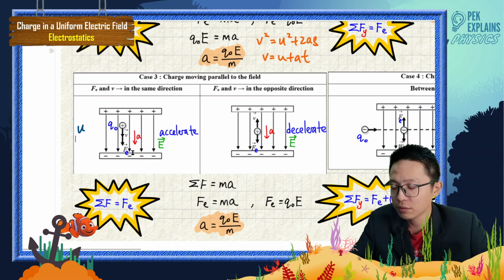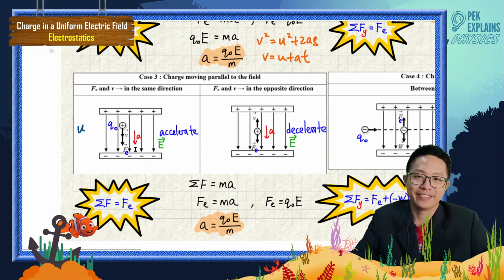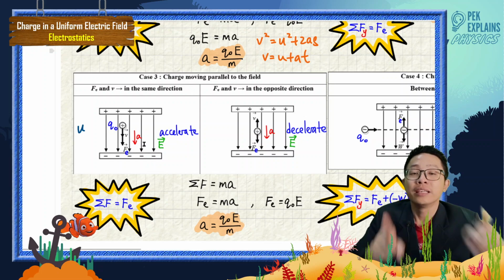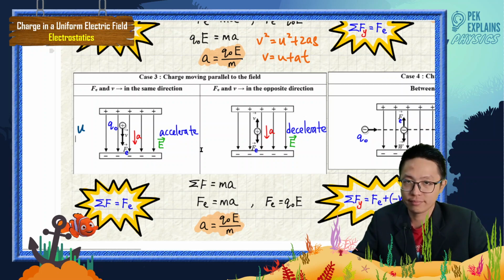So now, for the first one, this charge is moving towards the negative plate. Velocity is downward, acceleration is downward. When velocity and acceleration are in the same direction, the object will accelerate. It's just like the acceleration is helping the velocity, because same direction. So of course it will accelerate the object. The force is also in the same direction as the velocity.